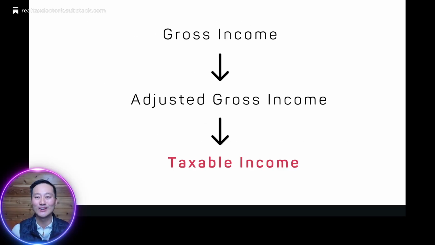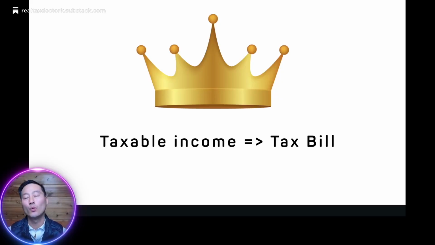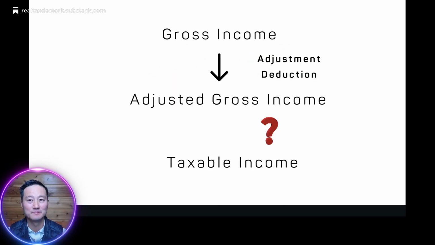So now let's talk about the king of 1040 anatomy. That is taxable income. Why do I call it the king? Because taxable income is what determines your tax bill. That's right. If you lower your taxable income, you'll owe less to the government. That's simple, right? Duh. So again, one of the main purposes of tax planning is to do all that is legally allowed to lower your taxable income.